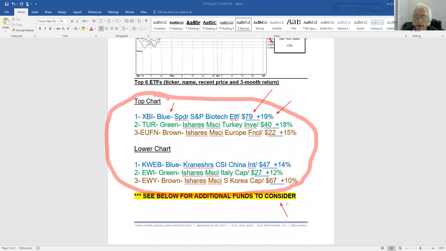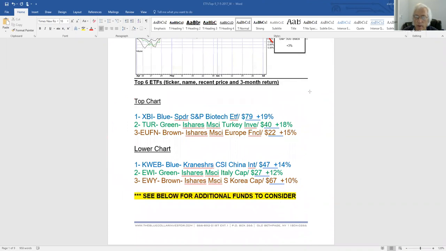Now, there's a note at the bottom of page two that there are other funds to consider later on in the report, and those will come in a couple more pages. We'll show you that in a little bit.